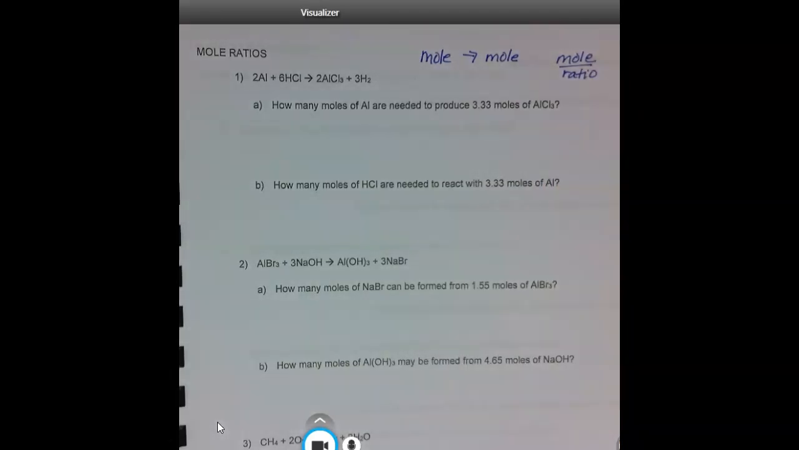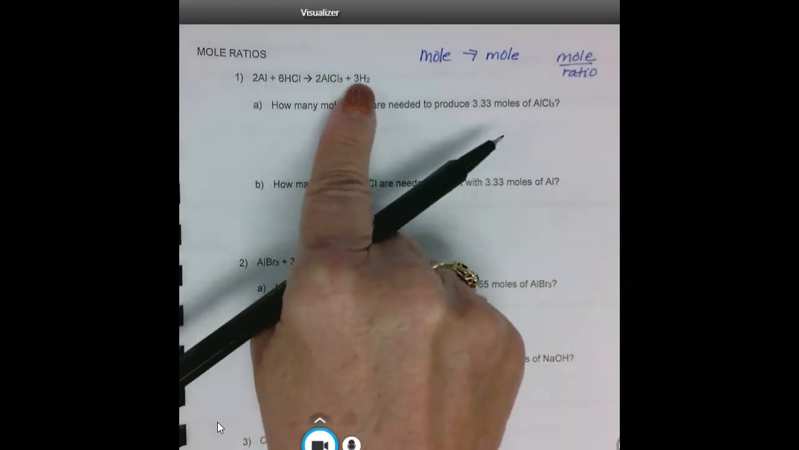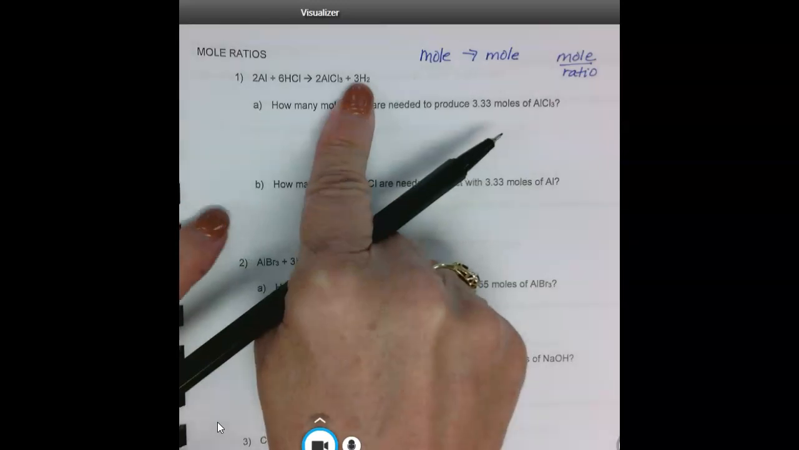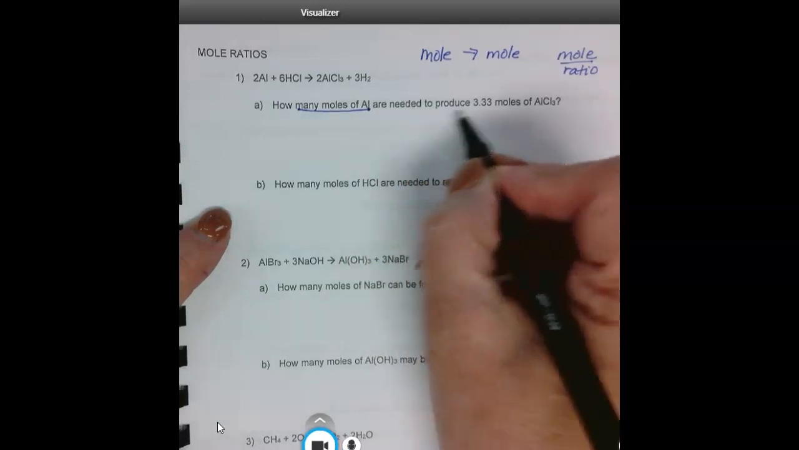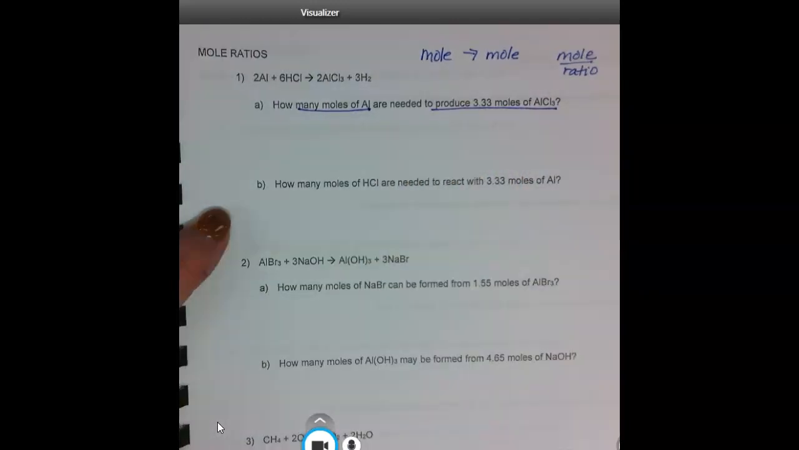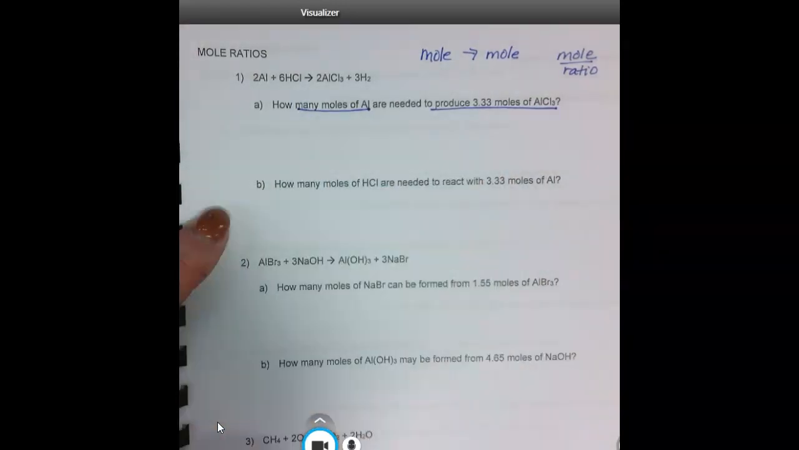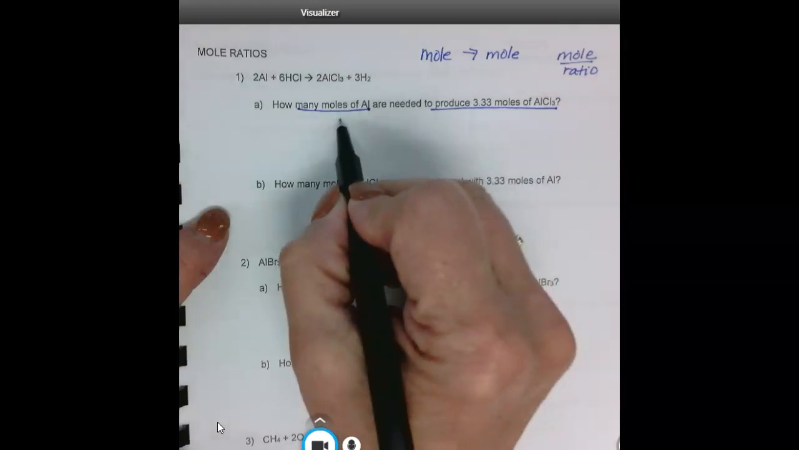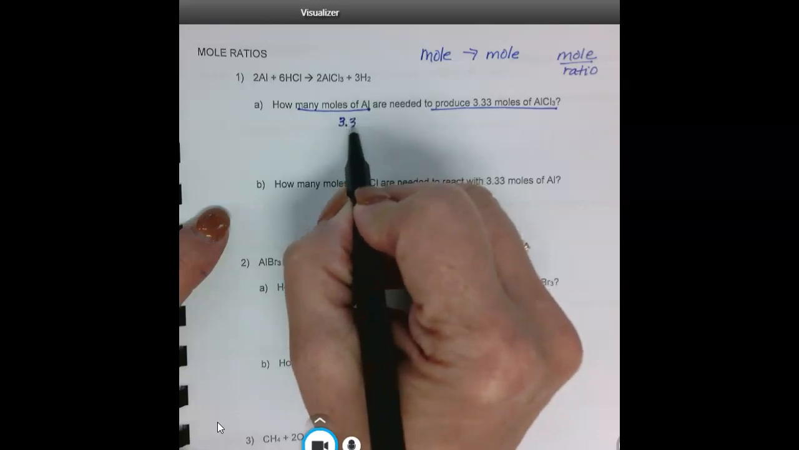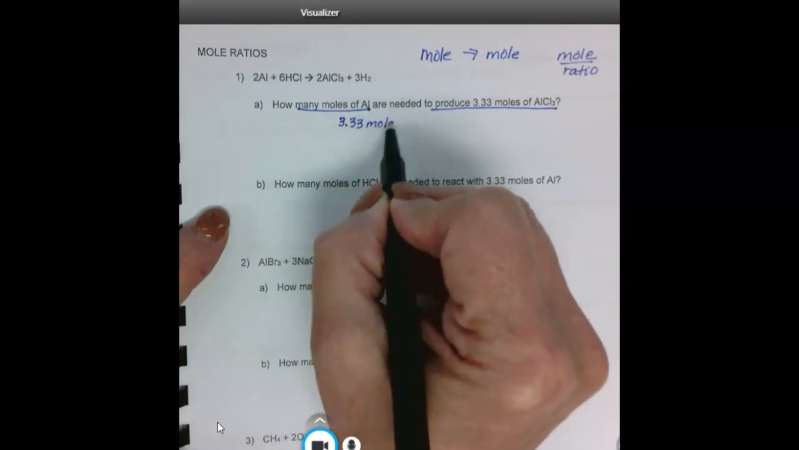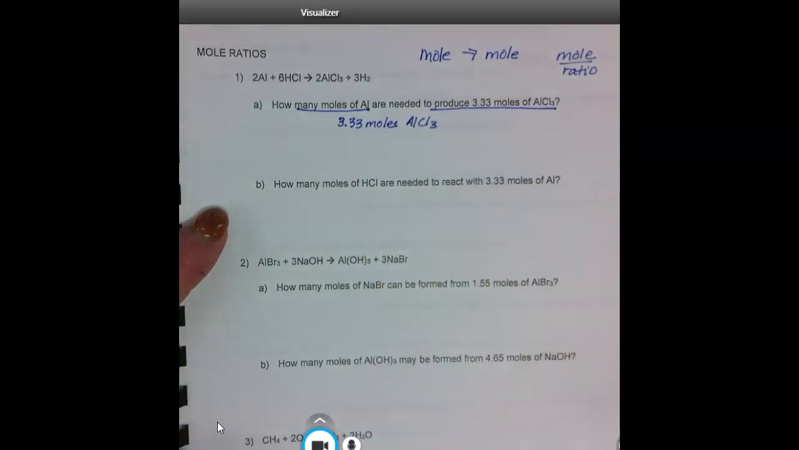Okay, our mole ratio. So let's just look at what we have here. First off, you're given the formula already, and you can tell that it is balanced. So that's our first step. Now the next thing is it says how many moles of aluminum are needed to produce this many moles of aluminum chloride. So the first thing I'm going to do is write down what the problem says. I am given 3.33 moles of aluminum chloride. That's what they're giving me. I need to produce that.